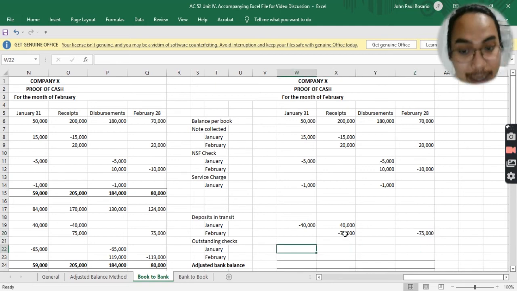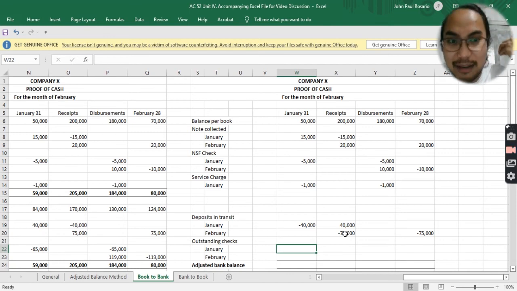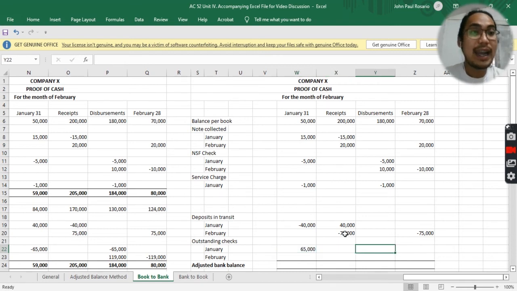Now, for your outstanding checks naman, no? Again, sa outstanding checks naman, na kuhaan na siya per books, pero wala pa man tanggalan per bank. So, meaning, imong siyang i-add back. So, add ka ng 65,000. So, kaning imong 65,000 nga outstanding checks, mahimo na siyang disbursements for February in the eyes of the bank. So, meaning, imo na siyang i-add as disbursement.